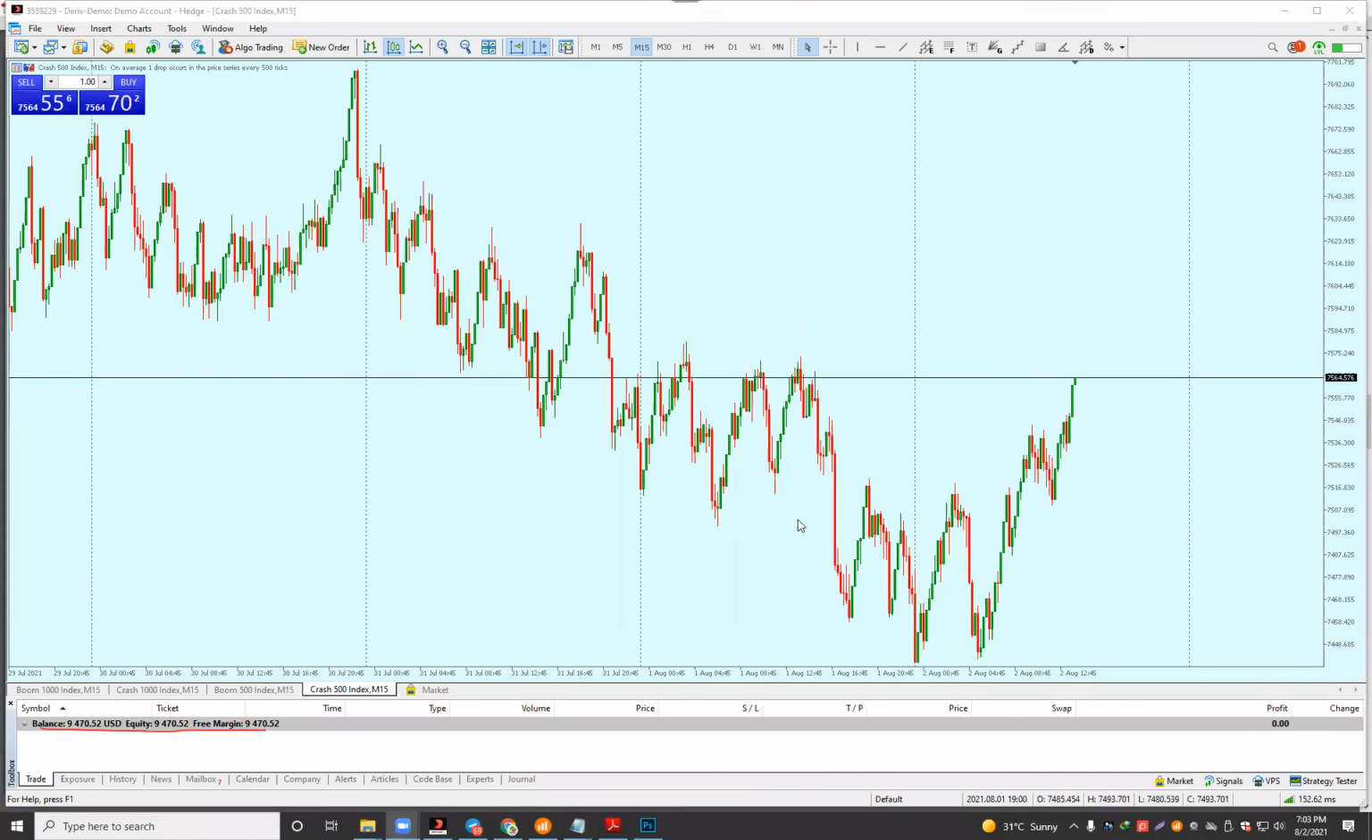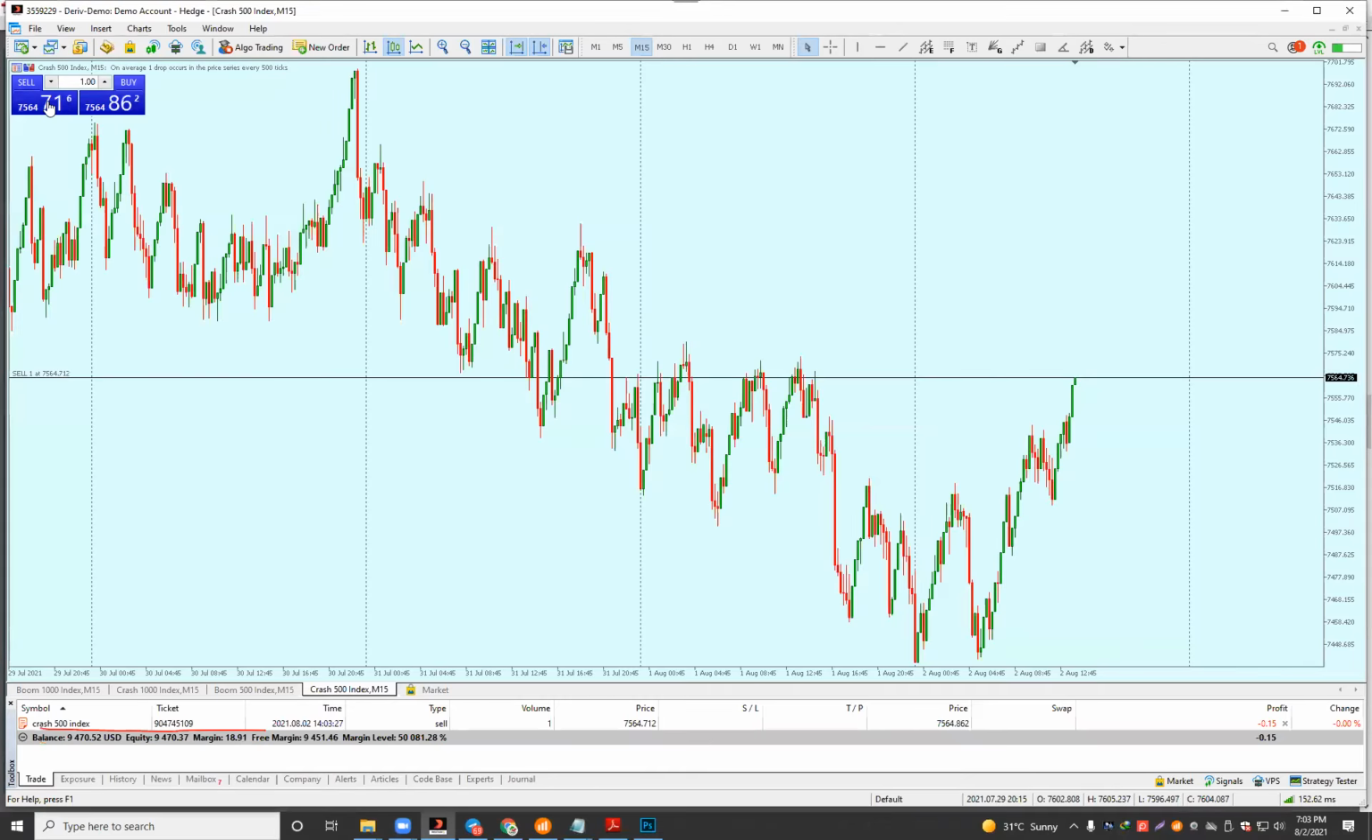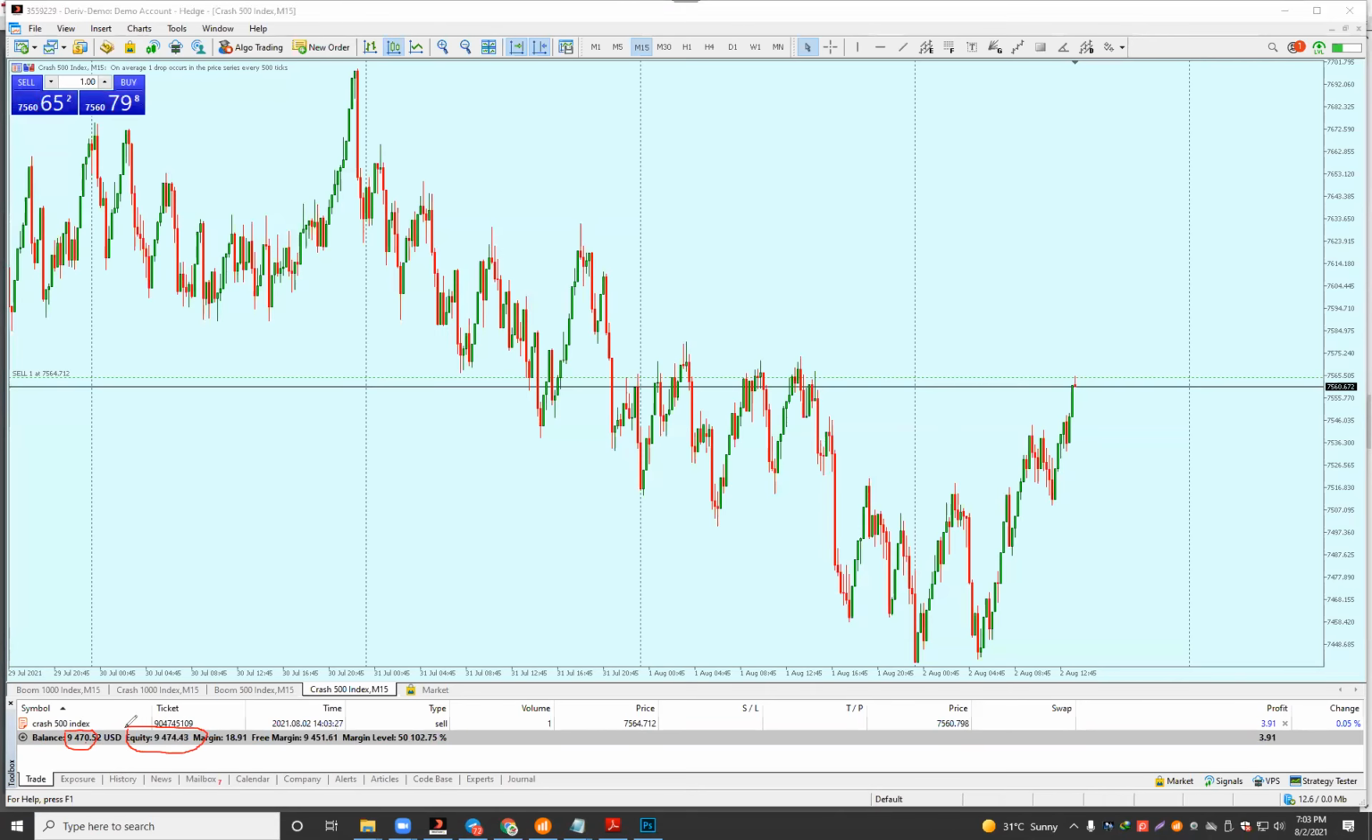Let's see. Now we are going to place a trade here. This is one lot we are going to sell in the Crash 500. When we sell, see now. What was your balance? 9,470. Right? And your equity is now decreasing. We got a spike, so profit is now included. Now the trade is running and the price gave us a spike. The equity is increased, right? From the balance.